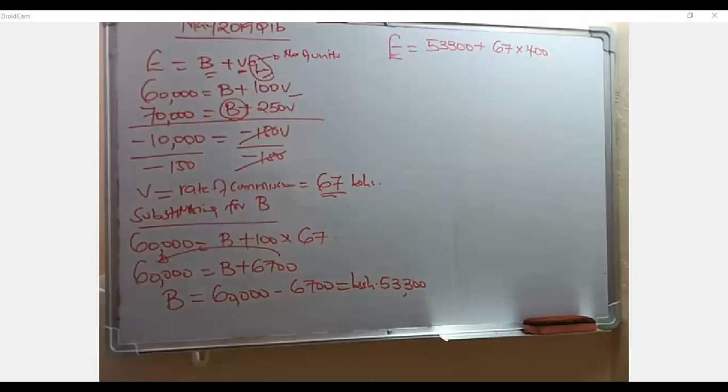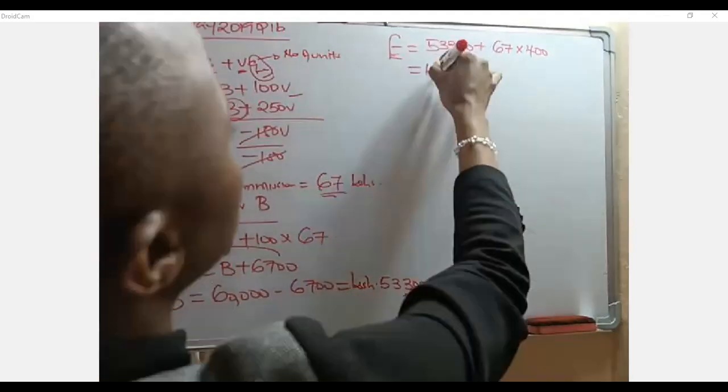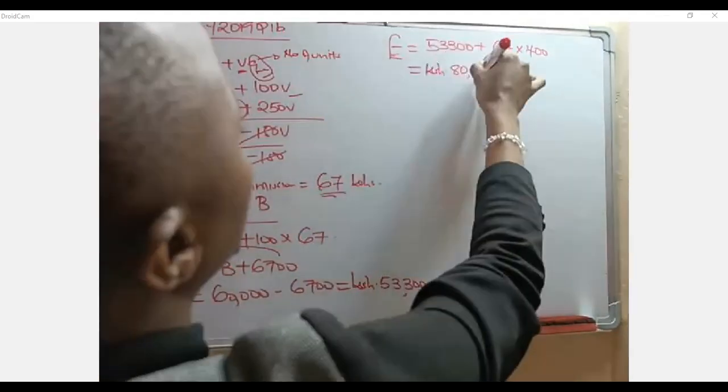So 67 times 400 plus 53,300. You are getting 67, right, times 400 plus 53,300. You are getting Kenya shillings 80,100. Very good.